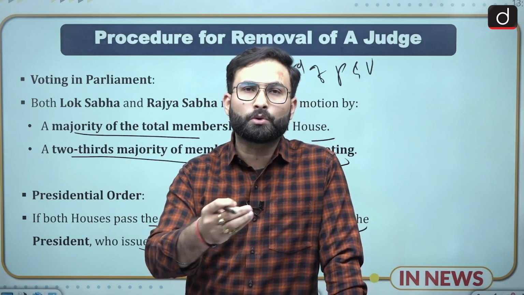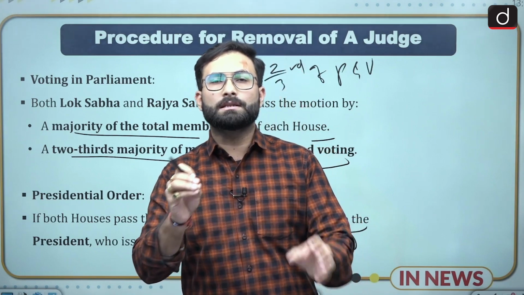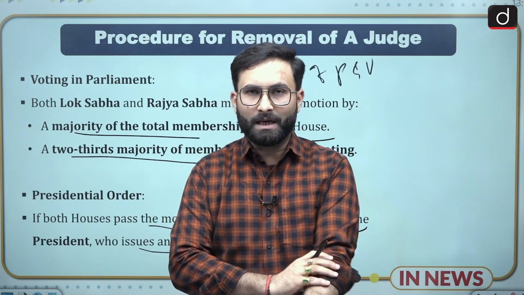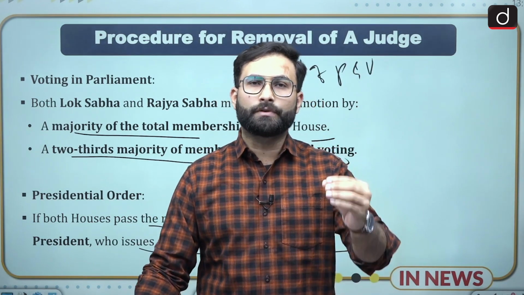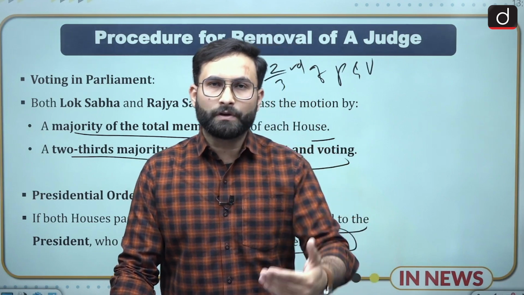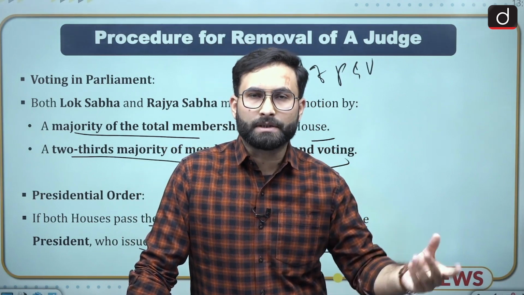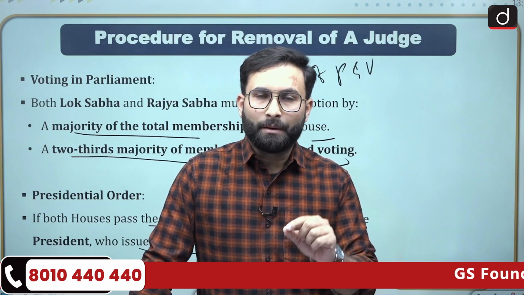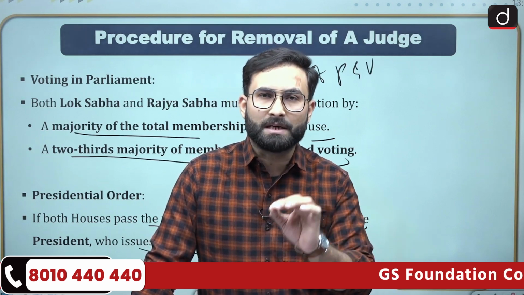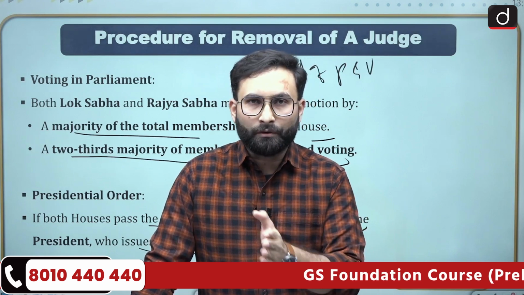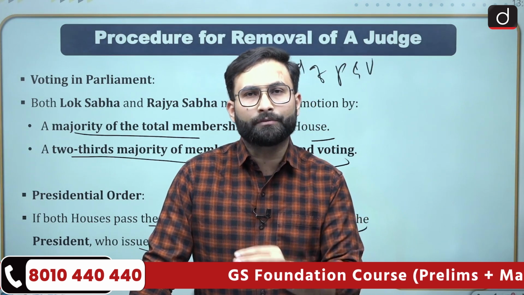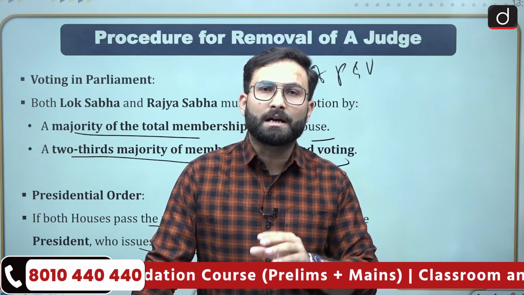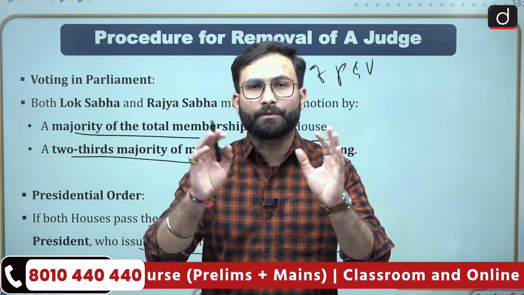That committee will go through the charges, and if the committee finds that the judge is guilty, then the motion will be put for the voting in the house of the parliament. Okay, it will come to the original house where the proceeding was initiated. The house will vote over there, then it will be sent to the other house, and then that house will vote over that. If both the houses pass the motion with a special majority, that is 50% of the total membership and 2/3 of those present and voting, in that case this will be sent to the president, and the president will pass an order for the removal of a judge. This is the procedure for removal of the judge.